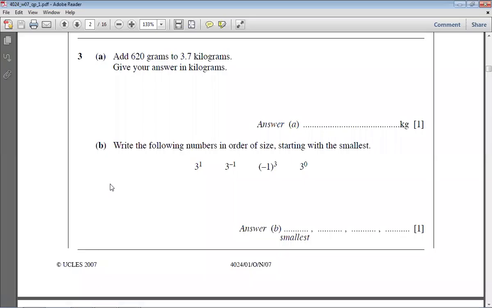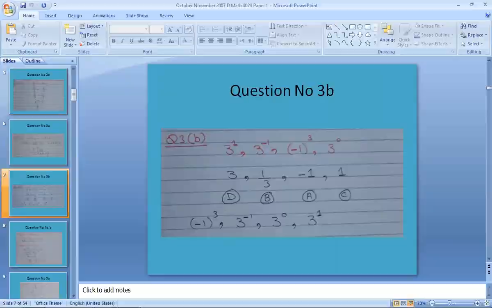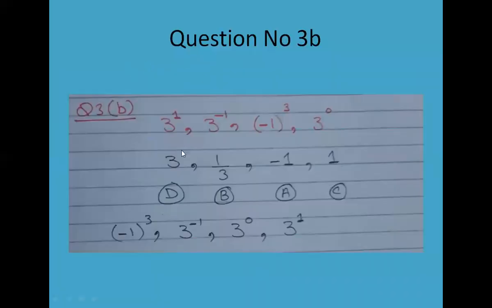The second part is the B part of question number 3. He says, write the following numbers in order of size, starting with the smallest. So let me show you: 3 raised to power 1, (minus 1) raised to power 3, 3 raised to power minus 1, 3 raised to power 0. So let's see how we can do this. Okay, so 3 raised to power 1 means 3, 3 raised to power minus 1 means 1 by 3, and minus 1 raised to power 3 means minus 1, 3 raised to power 0 means 1.